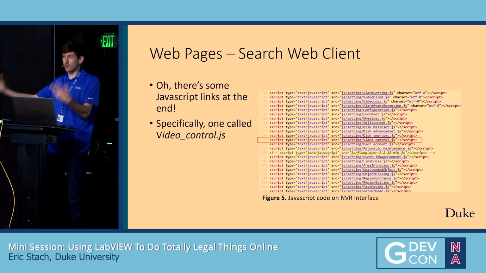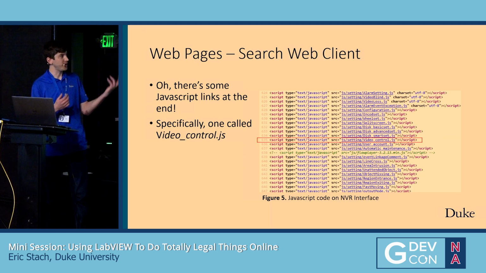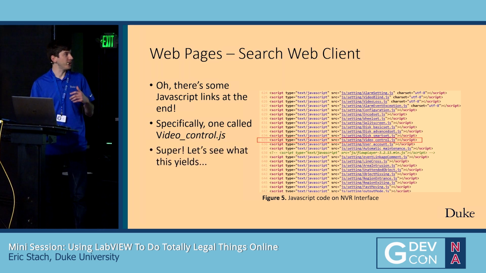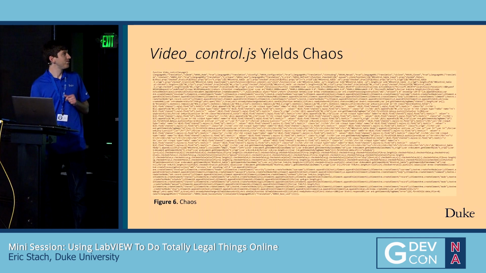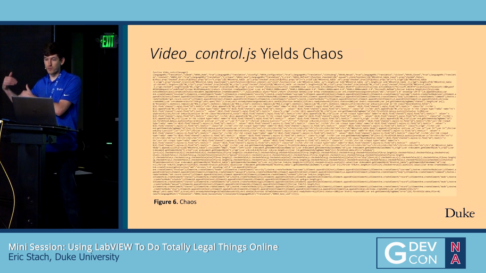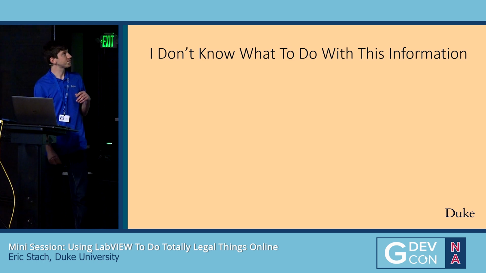that's called video control, and I thought, all right, this seems useful. I would imagine this would be in the video control. So let's click on this and see what it yields. And it yielded chaos, just an unformatted giant string. So I'm becoming further away from where I'm trying to get, and I don't really know what to do with this information. That's what I said to myself: I don't know what to do with this information.